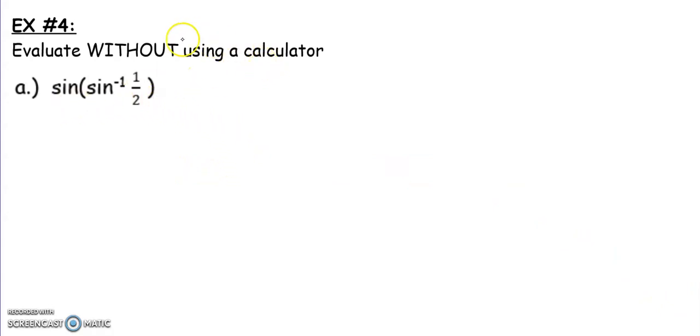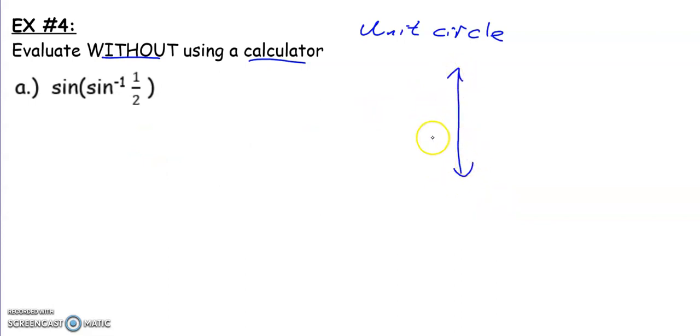Now, when we're looking at these, again, they are saying without a calculator. That means we want to use the unit circle. They didn't specify how they wanted me to evaluate, so I am going to use radians. So when we are looking at our unit circle, where is the sine when we write our point?